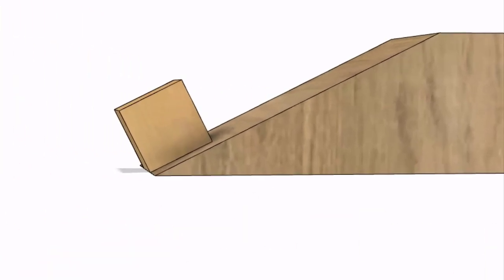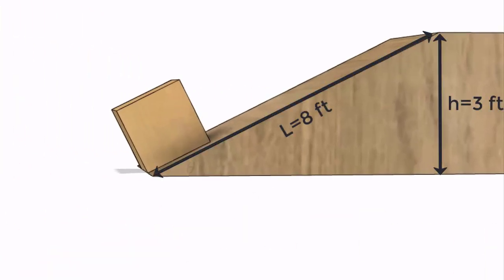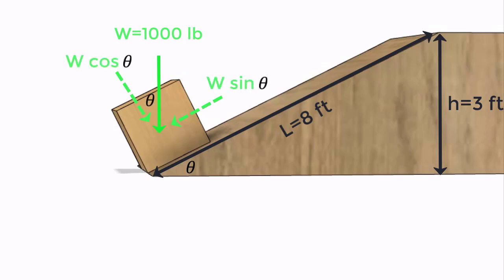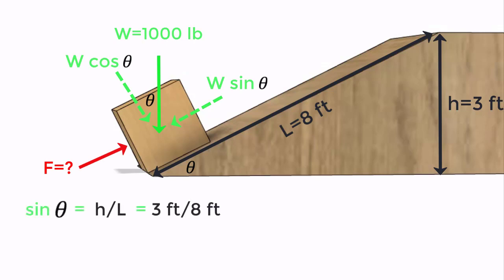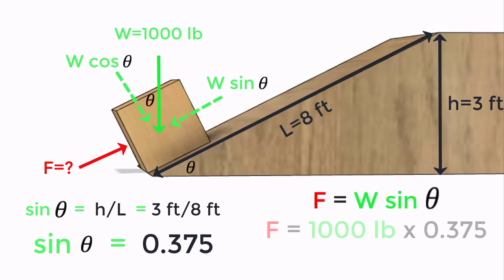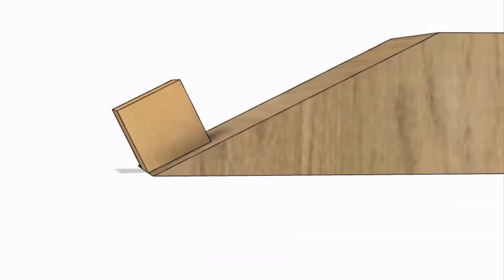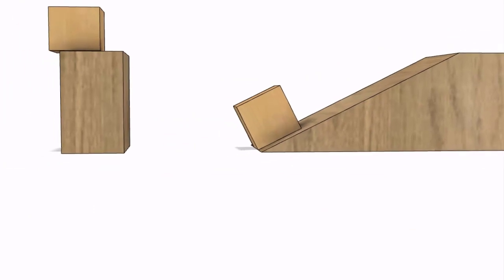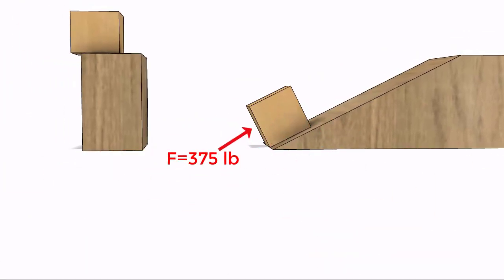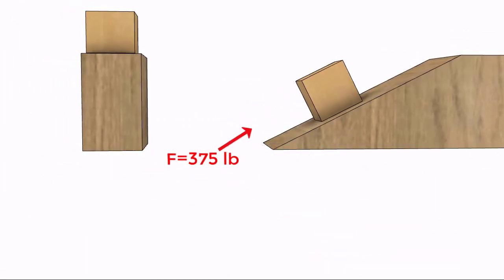Now if we look at the inclined plane, we'll have the same height and a length of 8 feet, with our angle theta. The block will have a weight, and we will break up the perpendicular and parallel components of the weight. And lastly, we will draw the required force to raise this block. We will need the sine theta, which gives us 0.375. We know the force will equal W sine theta, and we can determine the force to be 375 pounds required to raise the block using an inclined plane.